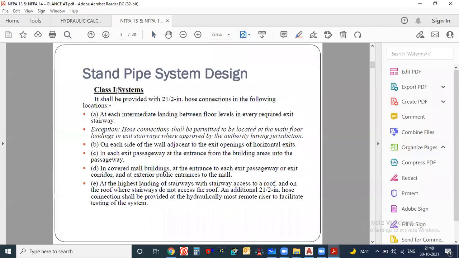First, I have written something about the standpipe, like what is a class 1 system, where it should be. I got one document, so I have just taken from that document and I found this very beautiful. Everything, all the important points from NFPA 13 and 14, is written in these 28 pages. So you can go through this.